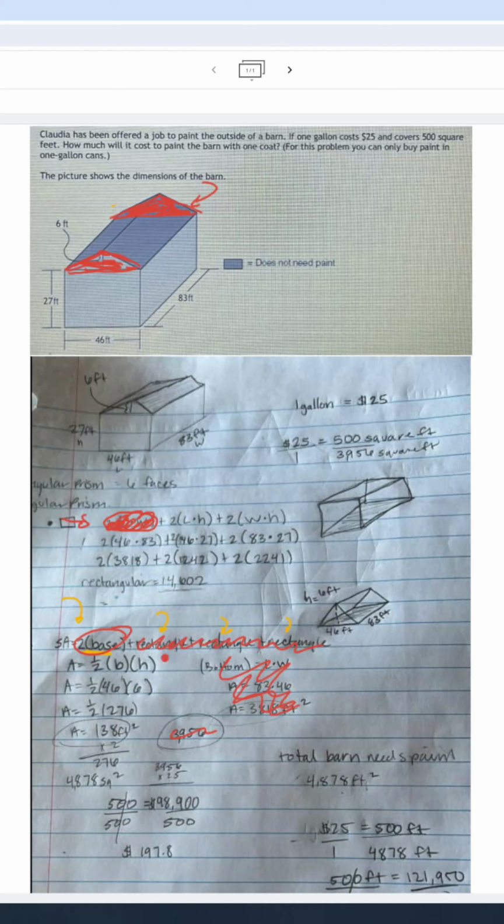2 times base. Let's see, it's 46 times 6. Yeah, that's the height. So, yep, this is the only one that you need. So, I think it was wrong because you were calculating a lot of extra surface areas. So, I don't know, take a look at it, and I hope that it helps you and that you get it right the next time.